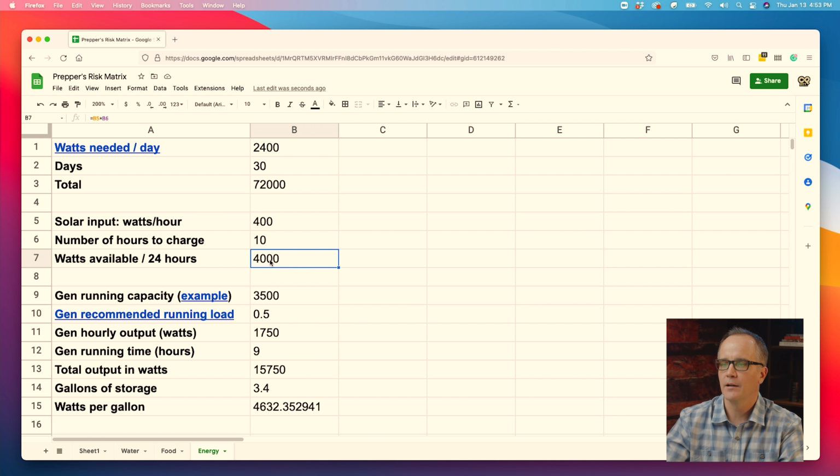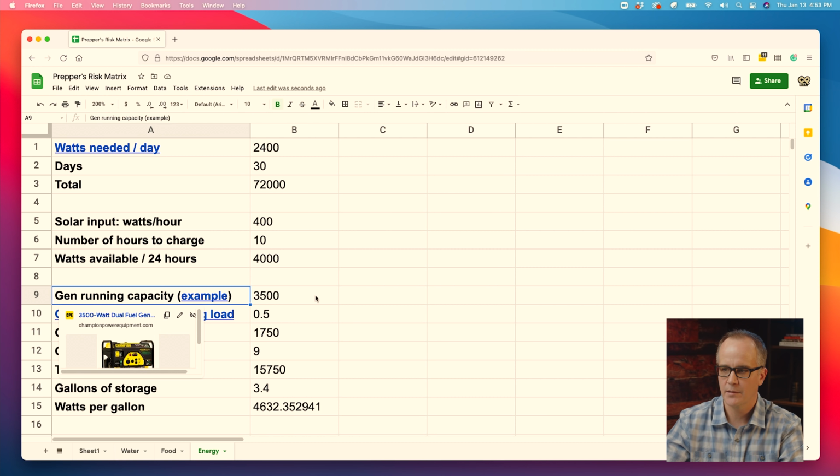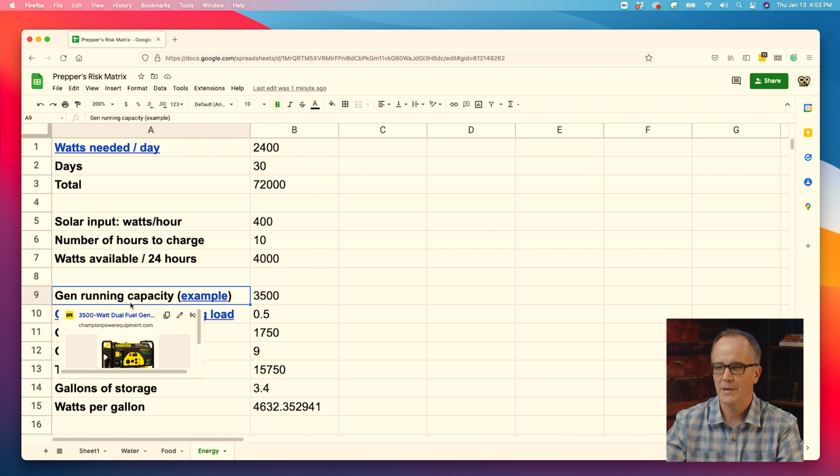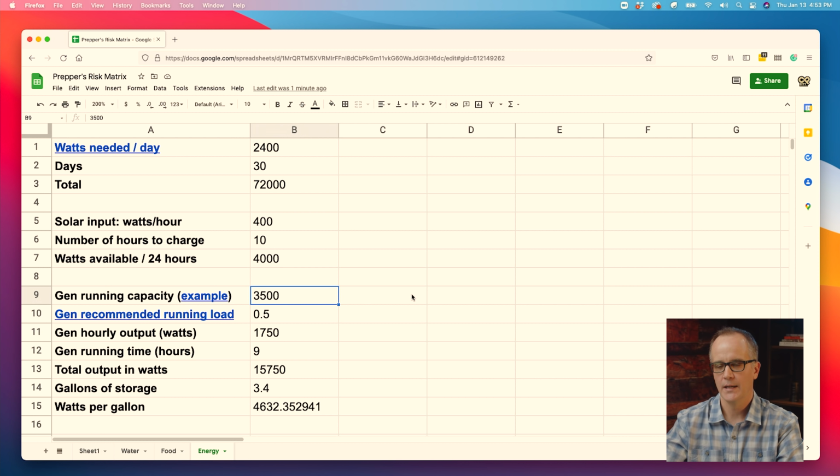Now, if you have a generator, on the other hand, something like a gas generator, propane, diesel, this gives you running capacity, how much it will operate. When you go to buy a generator, you'll see two numbers, and this is typically the same on what's called a solar generator. You'll see running and surge.